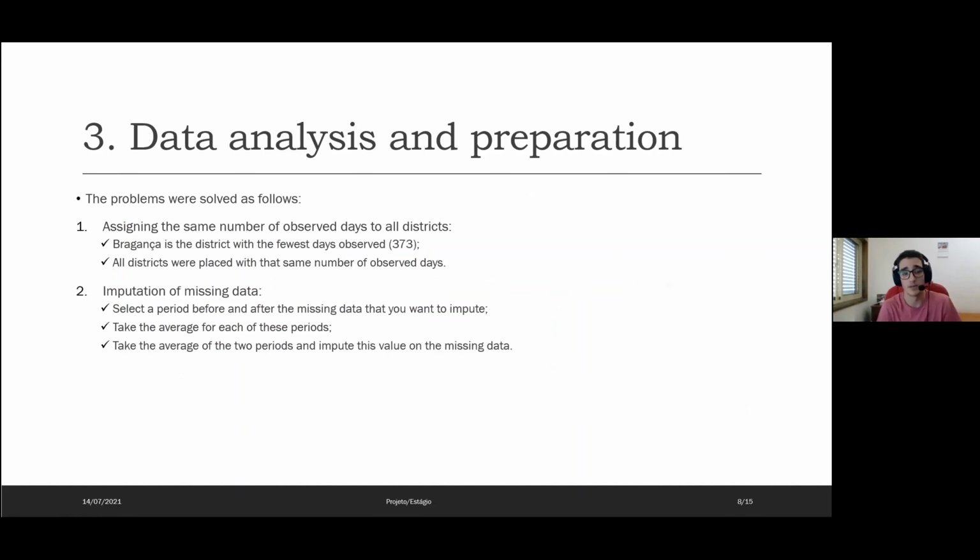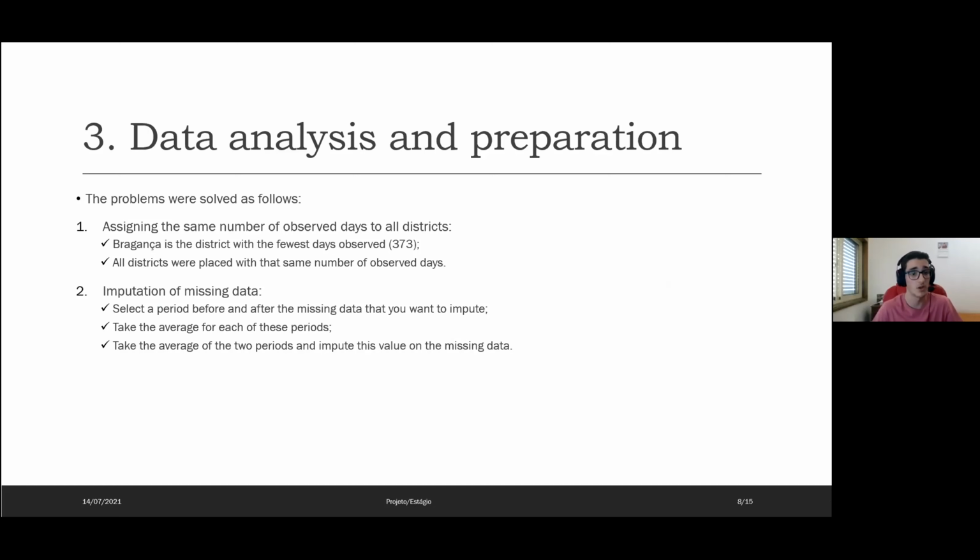Now, the problems needed to be solved, and the first one was solved by assigning the same number of observed days to all districts. We found out that Bragança is the district with the fewest days observed, with 373, and so all of the other districts were set to that same number of days.